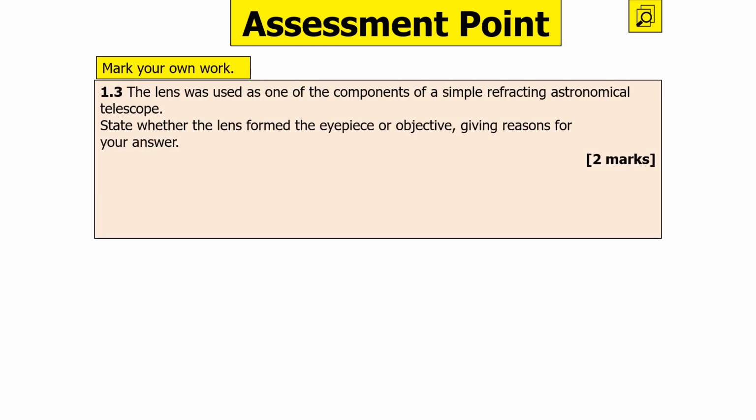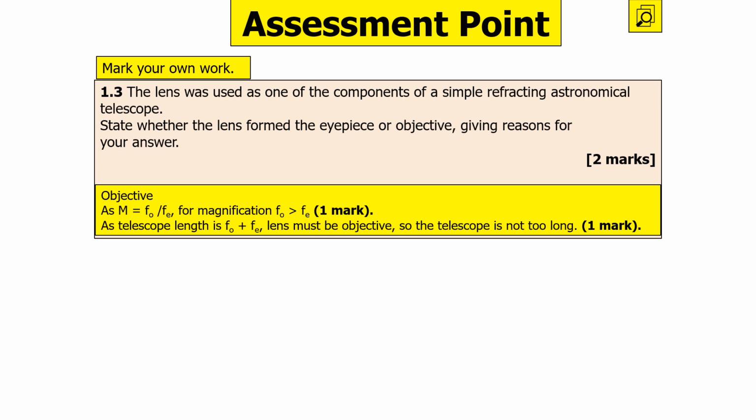Now in this last one, will it be an eyepiece or objective? Well, it'll be an objective lens, because you know M is equal to fo over fe, and so for it to be magnified, fo needs to be greater than fe to get a value bigger than 1 for M. As we know, the telescope length is fo plus fe, so the lens must be an objective one, because otherwise the telescope would be very, very long, which we don't want it to be.